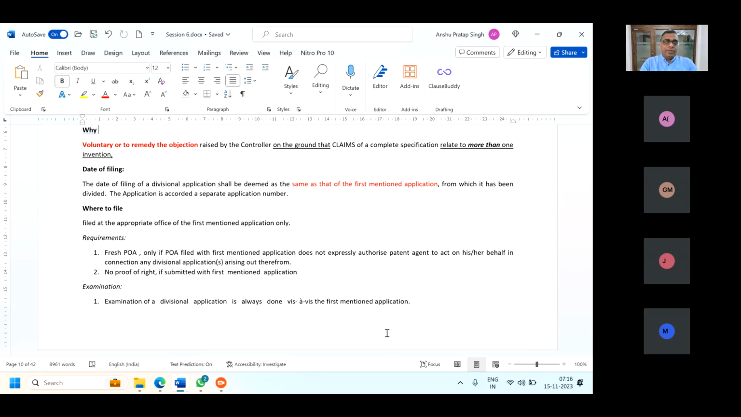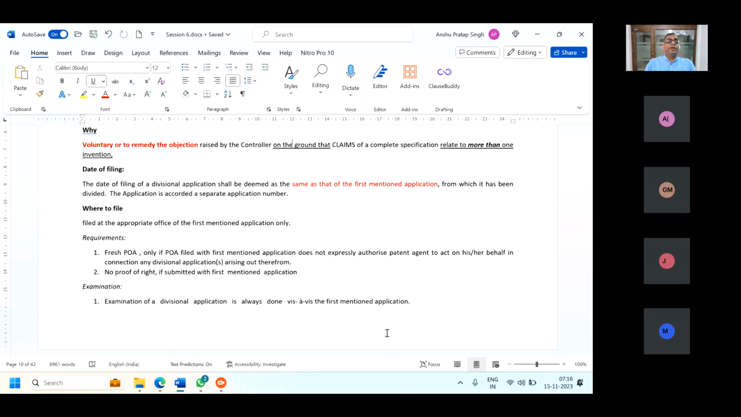Now, the date of filing. What will be the date of filing? Though the divisional application will be filed later, the date of filing will be deemed to be that of the first mentioned application. The reason is simple. If the date of filing were different, the novelty checks and others would be from a different date. The priority date, which is the date relevant for conducting a novelty and inventive step search, will not be different for the divisional application and the first mentioned application.